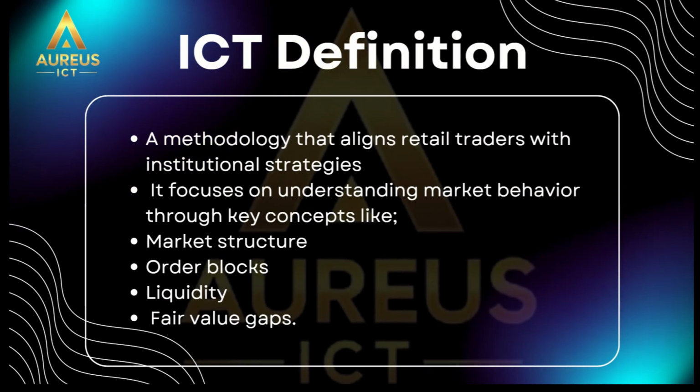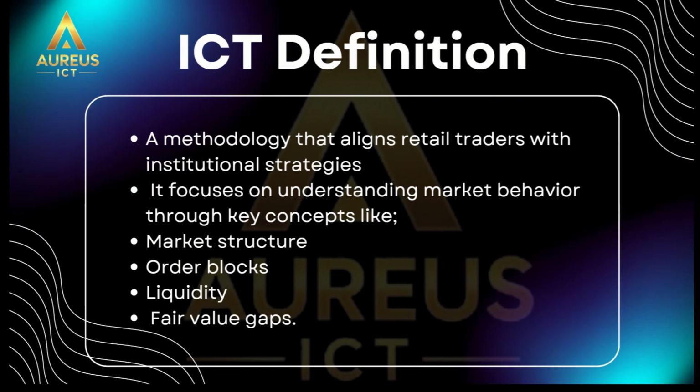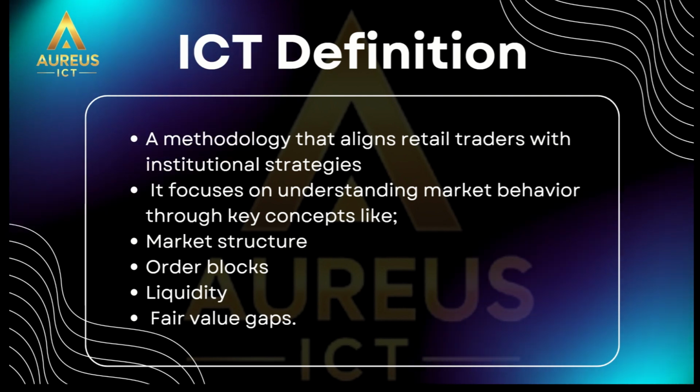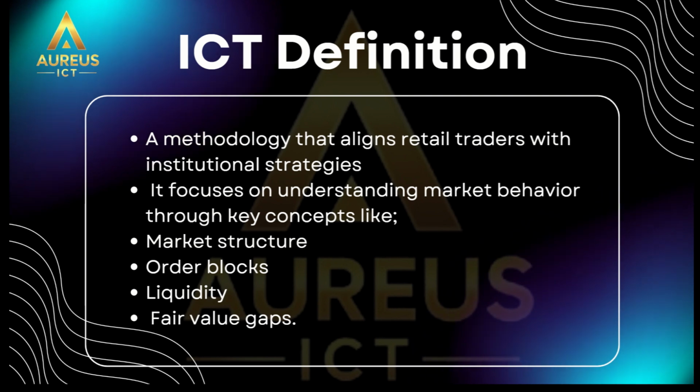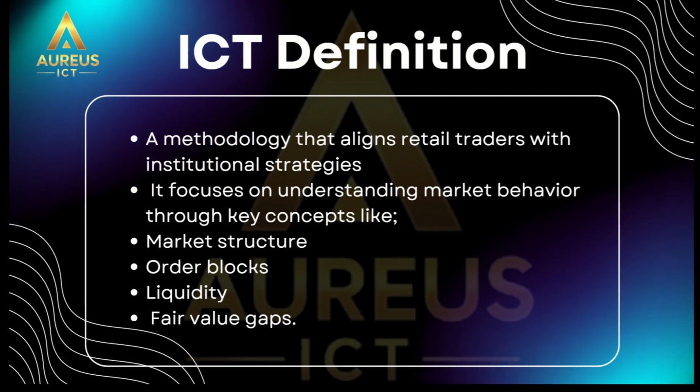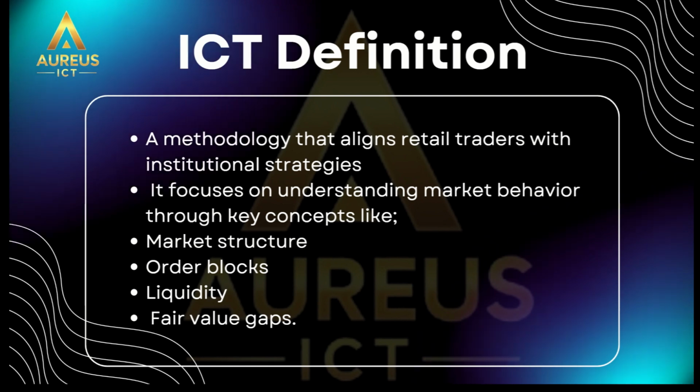Now, here is the definition of what ICT trading is all about. It is a methodology that helps us as retail traders to align ourselves with institutional strategies of trading. And by institutional strategies, we simply mean how the large institutions trade, like large banks and so on. It also focuses on understanding market behavior through key concepts like market structure, order blocks, liquidity or liquidity pools, and fair value gaps.